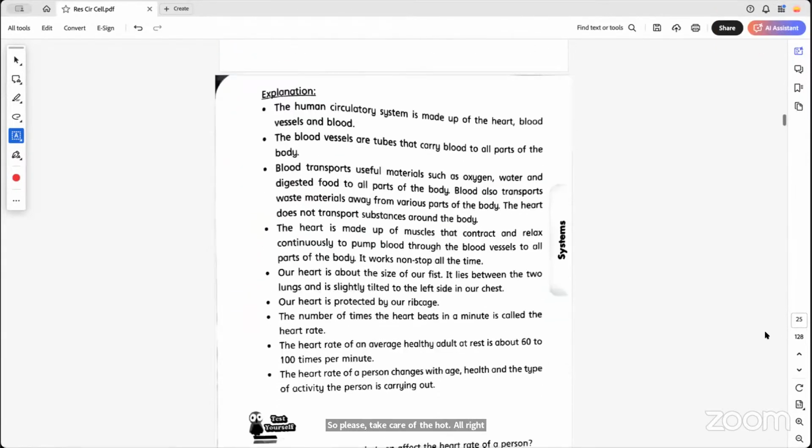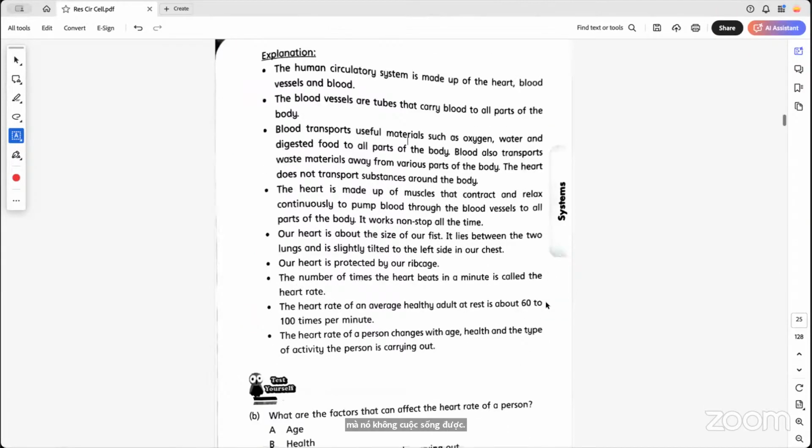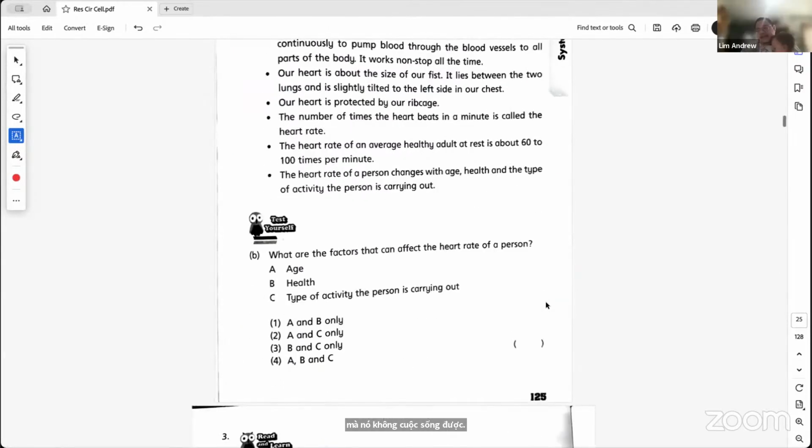Next up. Okay, can I have another volunteer, please? How to answer this question? What are the factors that can affect the heart rate of a person? Is it age, health, or type of activities being carried out? All right, can I have a volunteer, please? Okay. Yes, Roland. So in my opinion, it's number 4, A, B, and C.